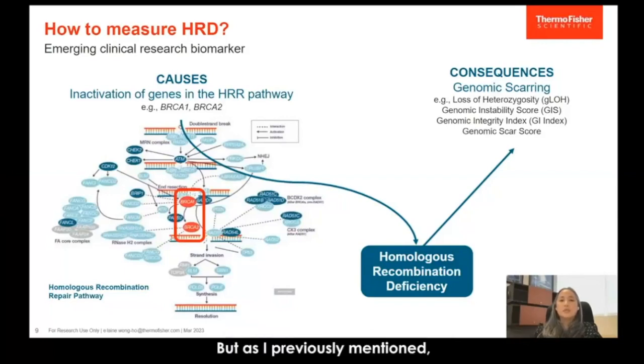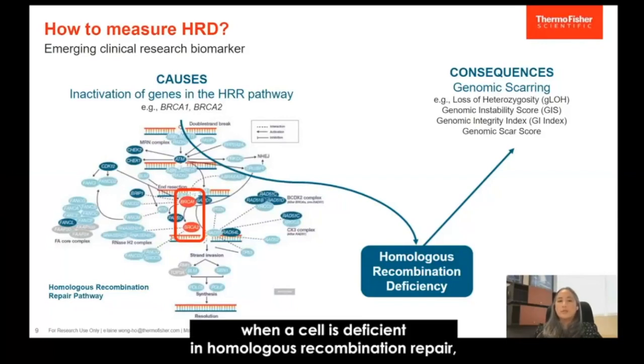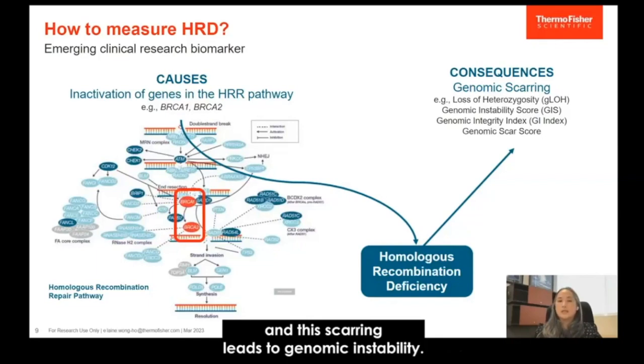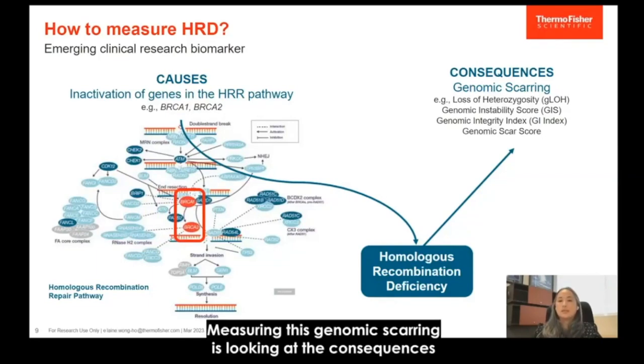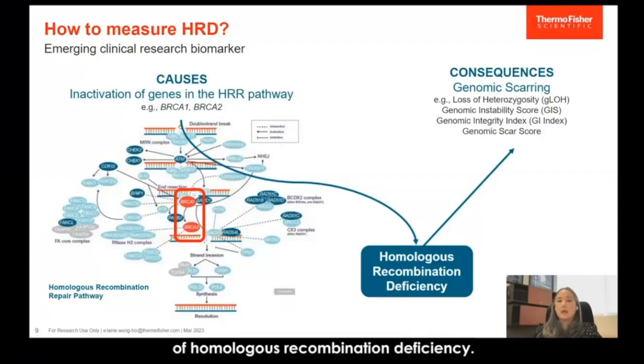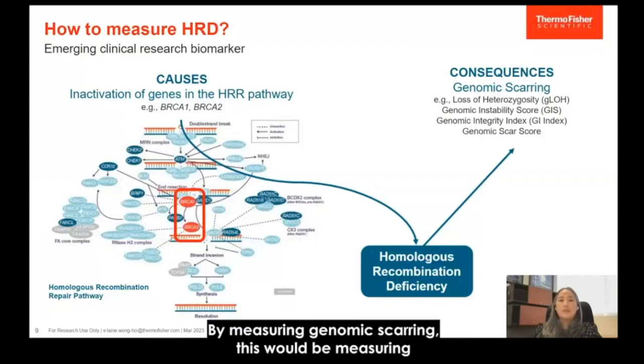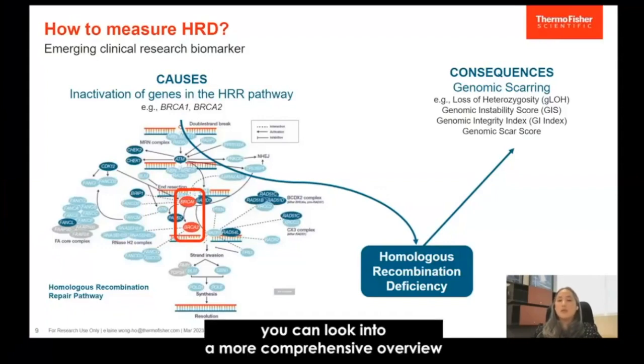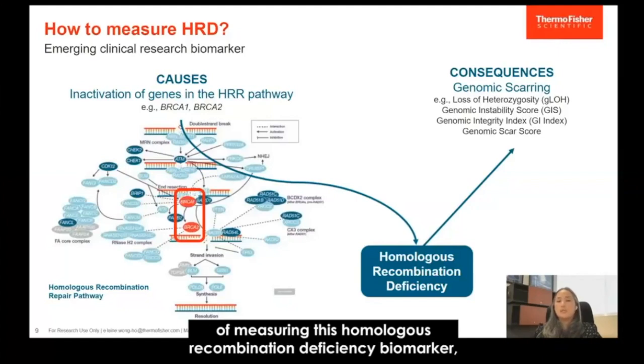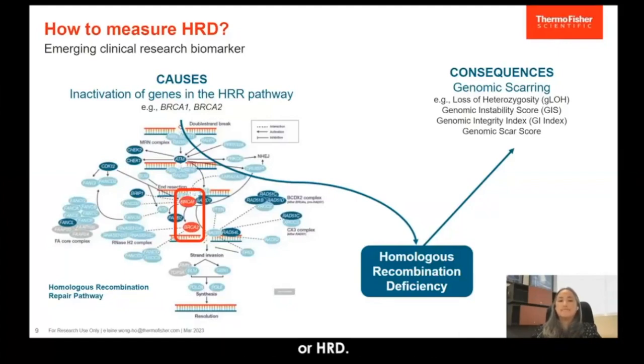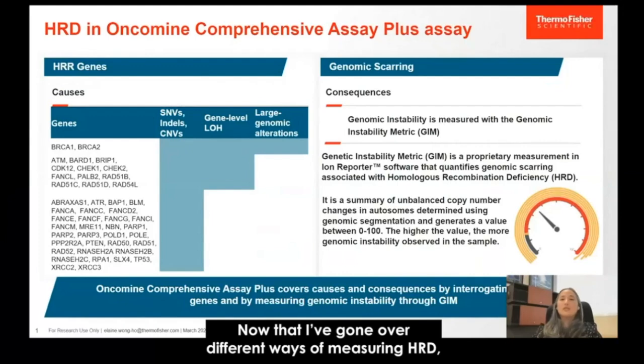But as I previously mentioned, when a cell is deficient in homologous recombination repair, the sample does lead to accumulation of errors and scarring, and this scarring leads to genomic instability. Measuring this genomic scarring is looking at the consequences of homologous recombination deficiency. By combining both causes and consequences, you can look into a more comprehensive overview of measuring this homologous recombination deficiency biomarker, or HRD.